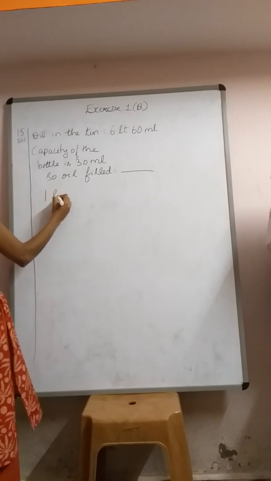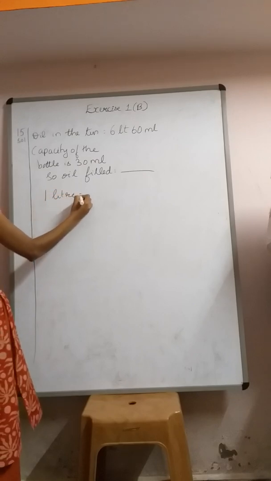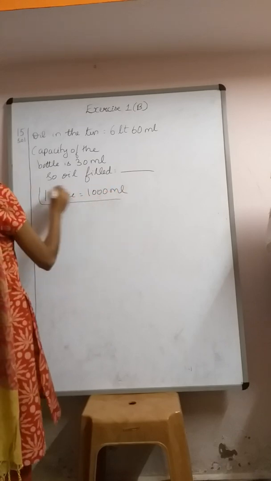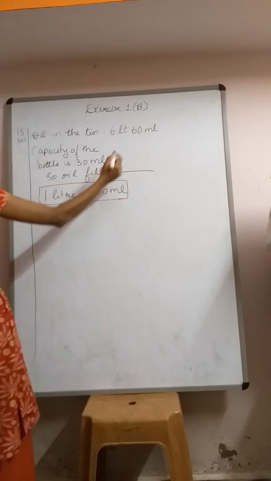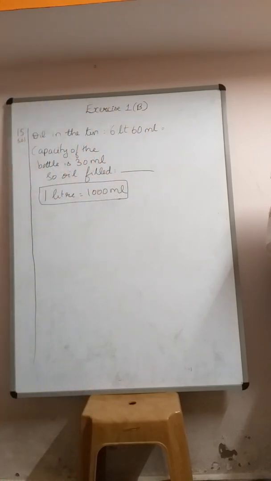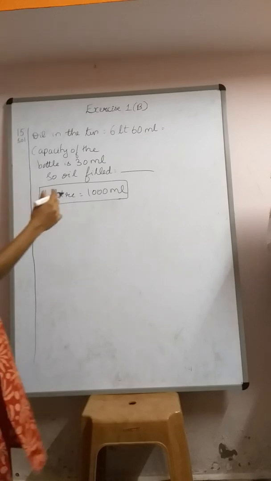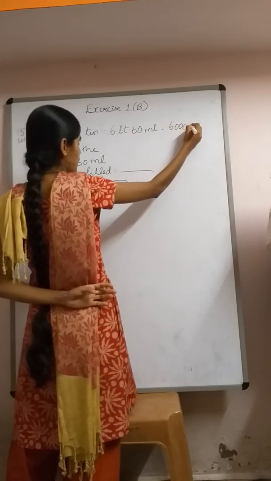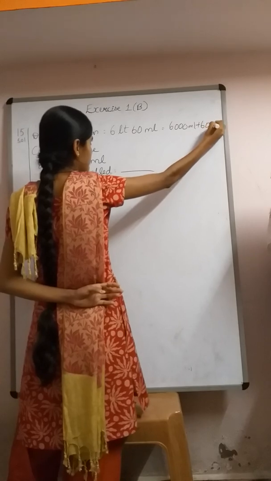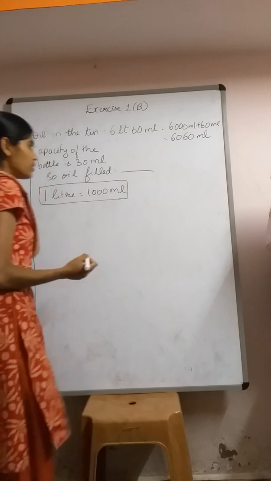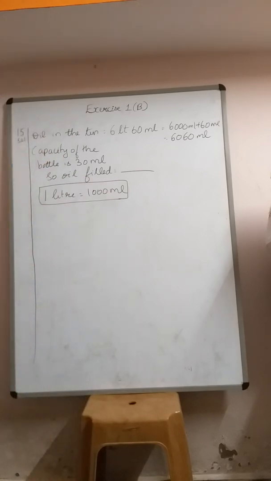Remember, 1 liter equals to 1000 milliliter. Remember this. Now we need to convert 6 liter and 60 milliliter, liter into milliliter. So let us write 6 liter will be 6000 milliliter plus 60 milliliter. So what will be the answer? 660 milliliter is our answer.